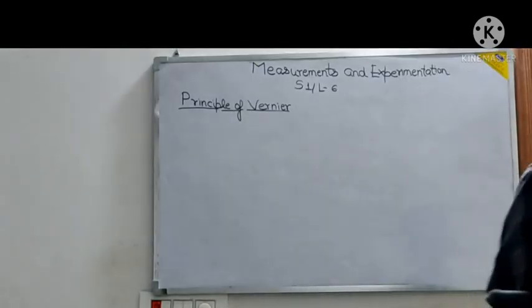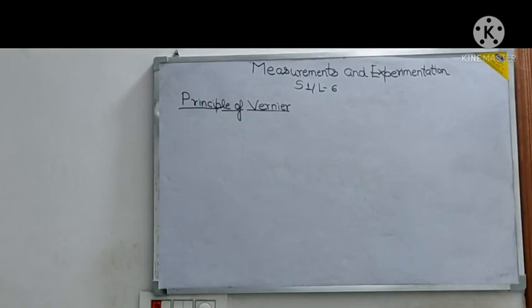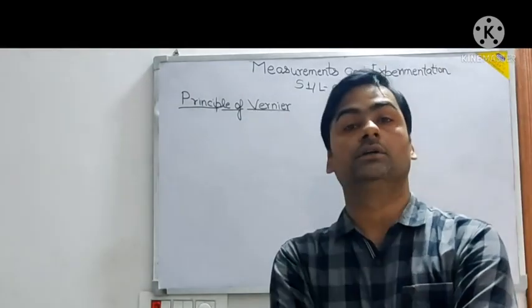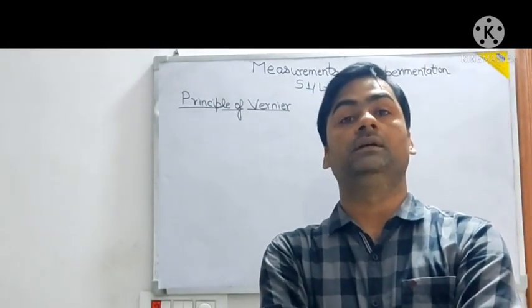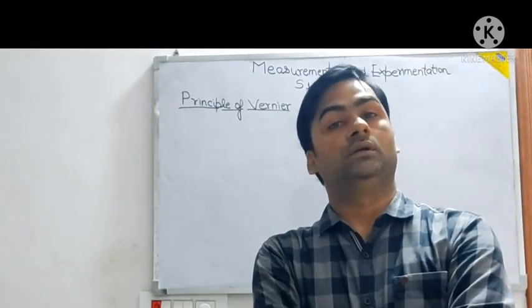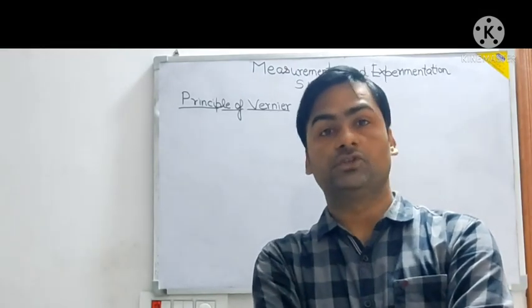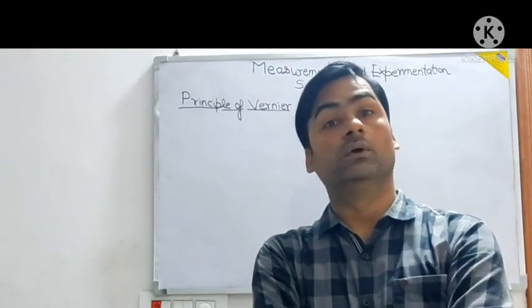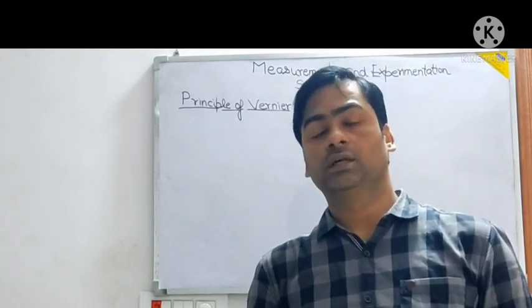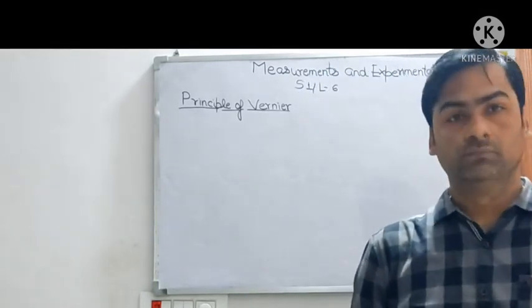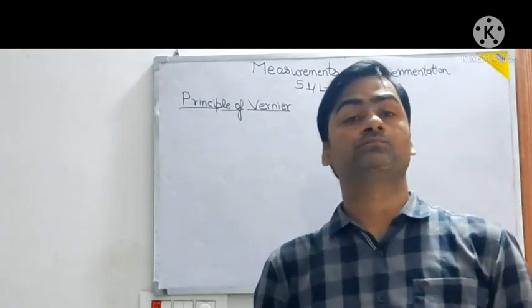And we had started the vernier calipers. In the last class, I had explained to you the different parts of the vernier caliper: the main scale, the jaws, the movable jaws, the fixed jaws, the main scale, the vernier scale. I have told you also about the least count, but we will study least count in more detail in the concluding sections.